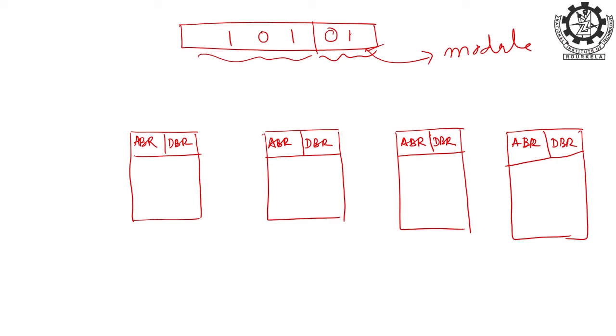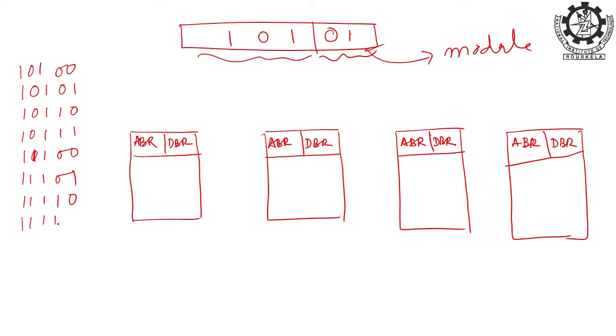Okay. So, now first, what are the consecutive memory locations? The consecutive memory locations are 10100, 10101, 10110, 10111, then it will be 11000, then 11001, 11010, 11011. Okay, these are the consecutive memory locations, let us say.